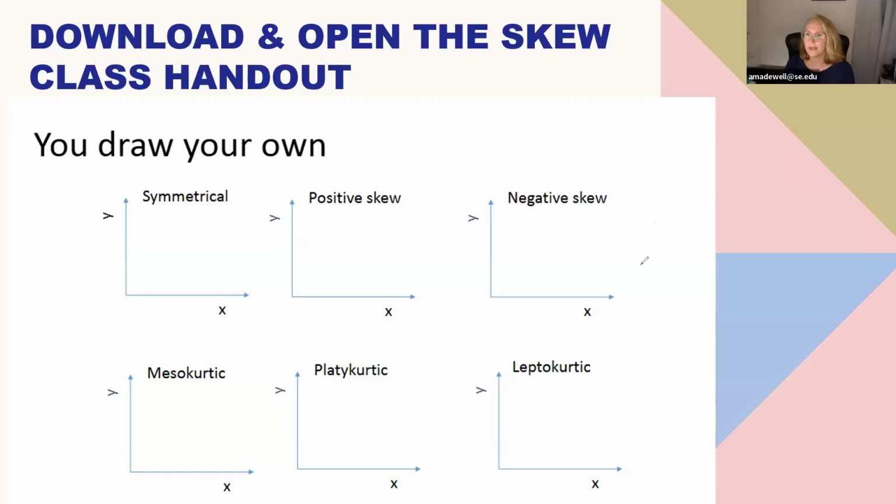Okay, sorry about that. I wanted to make sure my handout was open. The Skew class handout. I want you to download and open this and have it ready. What we're going to do is draw on this.